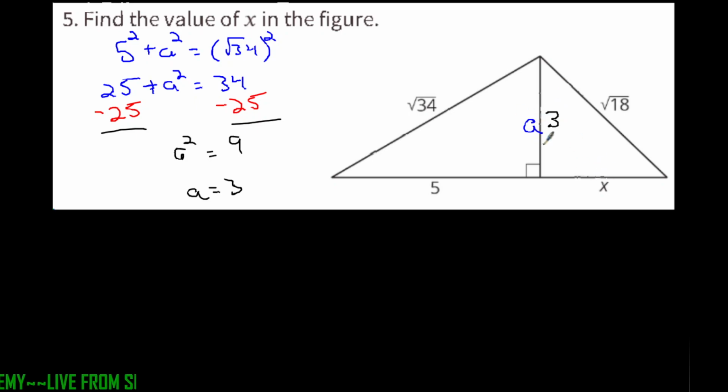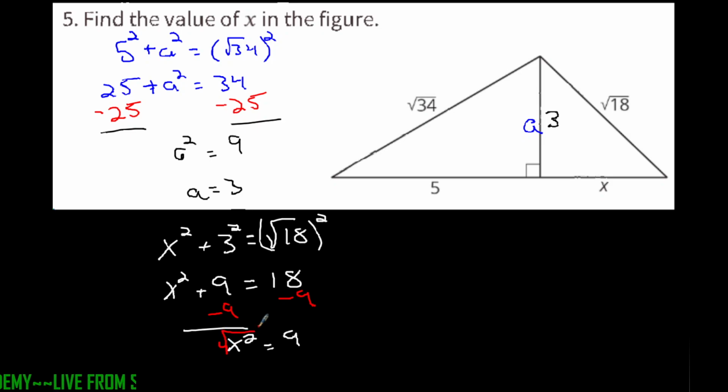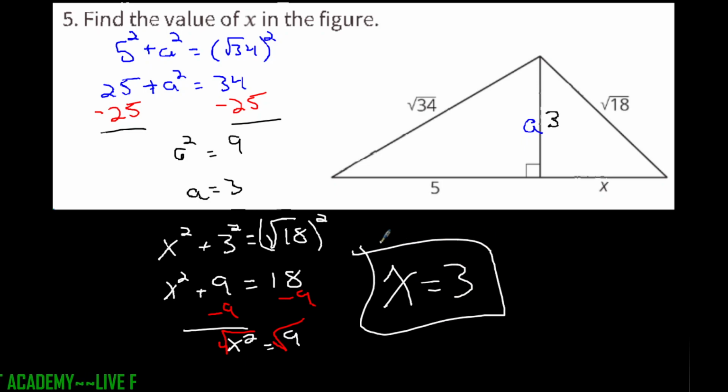So this is going to be 3. Now we can say we have x squared plus 3 squared equals the square root of 18 squared. We're trying to solve for x, so we should get it by itself. We subtract 9 from both sides, so we end up with x squared equals 9. Take the square root of both sides. The answer ends up being the same, but that's not always true. We end up with x equals 3.